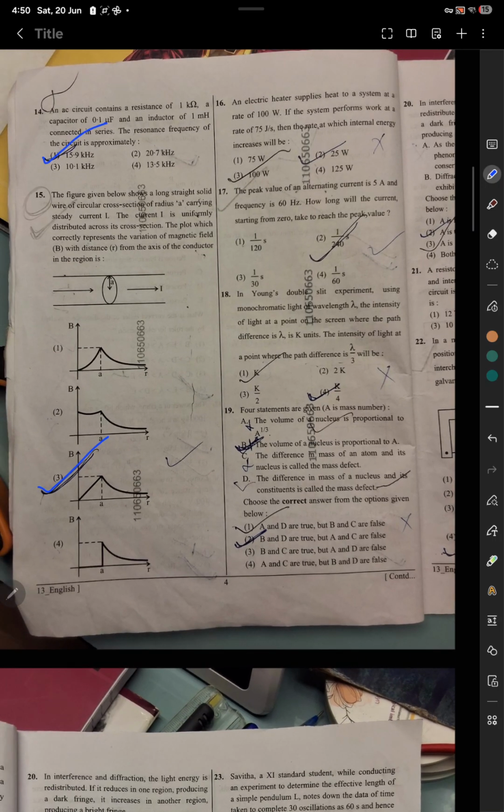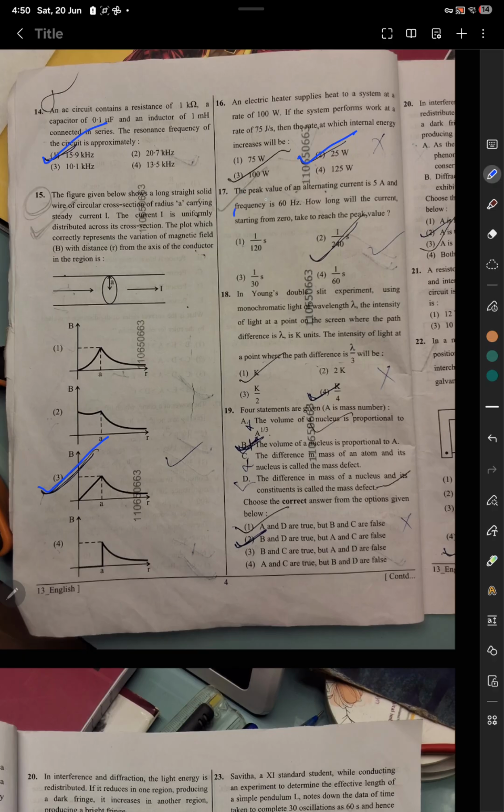Question number 16, an electric heater supplies heat to a system at a rate of 100 watt. If the system performs work at a rate of 75 joule per second, then the rate at which internal energy increases will be, option number 2 is correct, 25 watt.